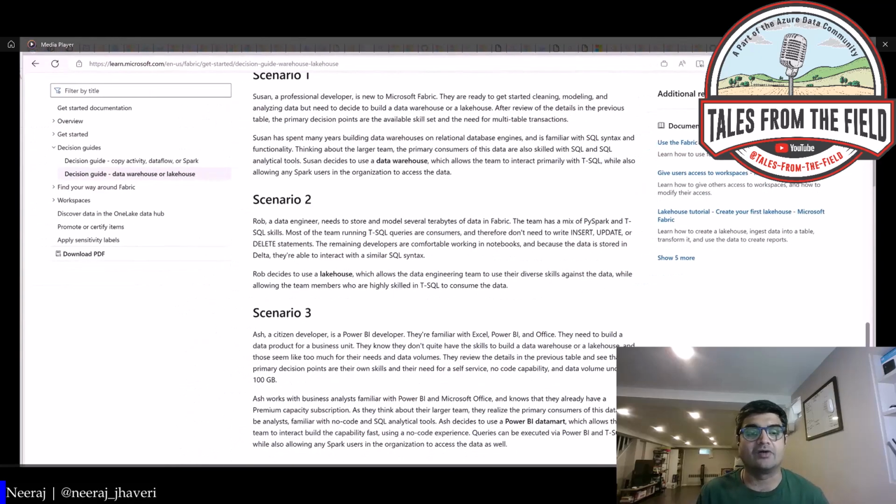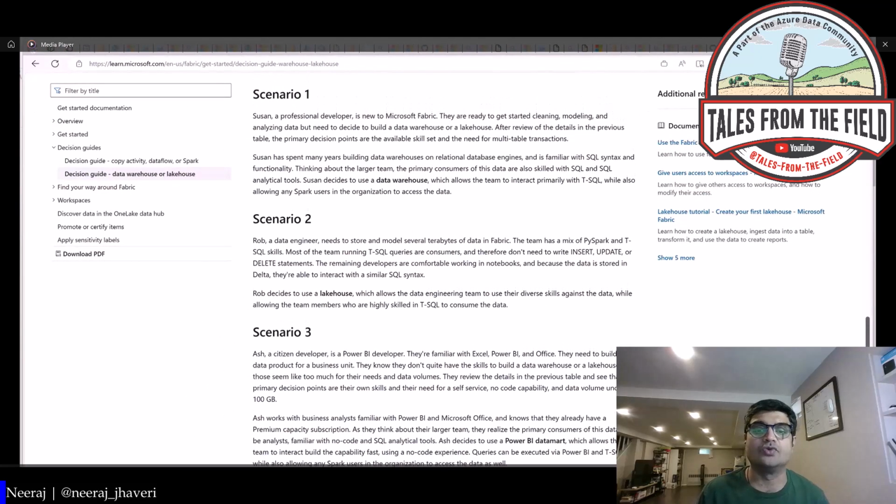Data warehouse, Lakehouse, or Power BI. Depending on your use case, you can use one of them as your go-to thing in that Power BI Data Mart. So the Data Warehouse, Lakehouse, and Power BI Data Mart differences would help you make a decision which one to use for your use cases.